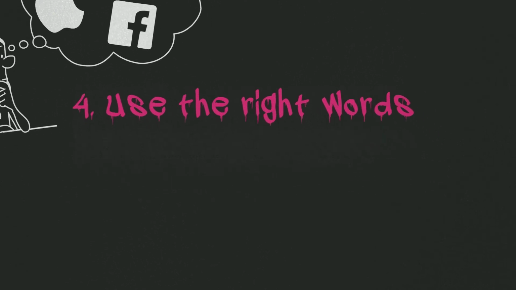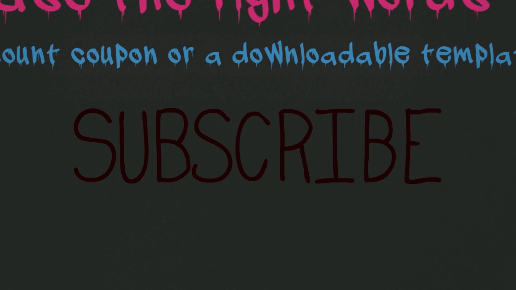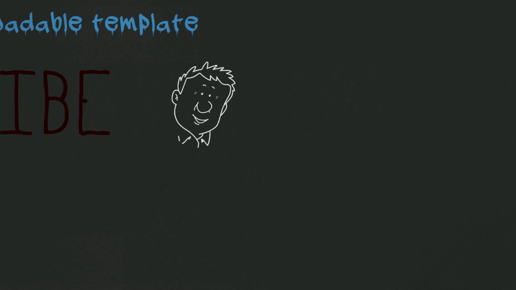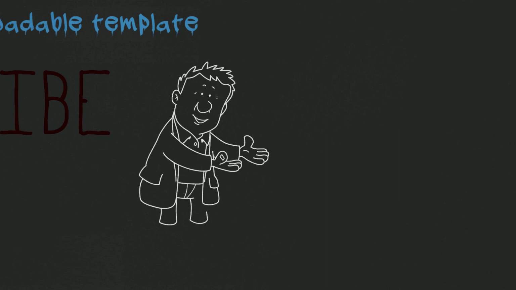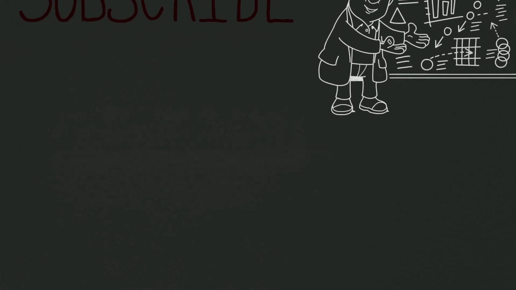4. Use the right words. Make sure visitors see the value of your incentive across your email opt-in forms. Whether you're offering a discount coupon or a downloadable template, be clear about its value. Most of the time, this means paying special attention to the copy of your sign-up forms. Experiment with CTA copy like subscribe, download, get my ebook to see which performs better. You can even make this part of your list building strategy, trying out different graphics and language.